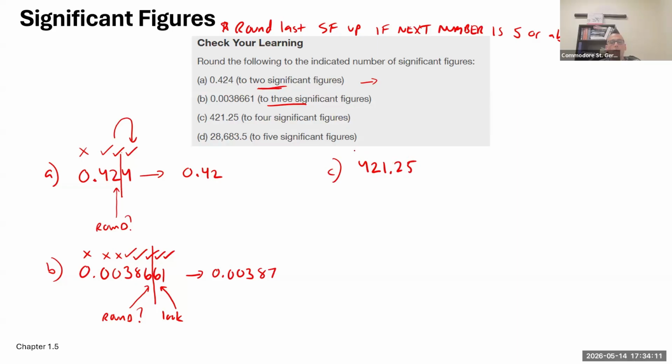421.25. These are significant, significant, significant, significant, significant. All right, so I'm going to put a line after the 4th sig fig, right? We're gonna figure out if we have to round, so put a question mark, and this one we're gonna look. All right, so if it's 5 or above, we're gonna round that number up. So it's 421.3.